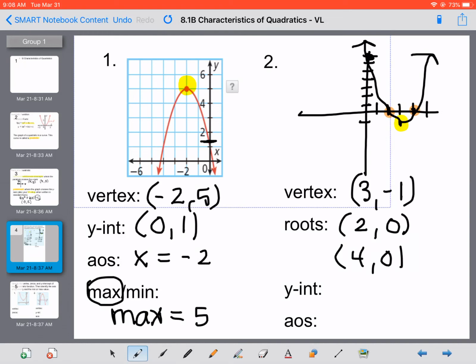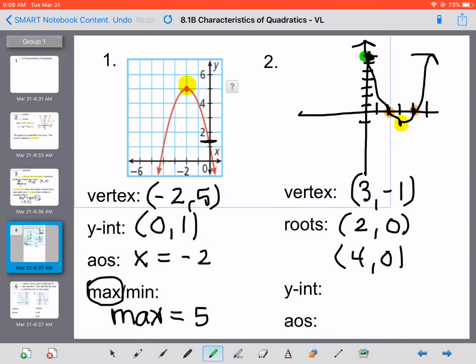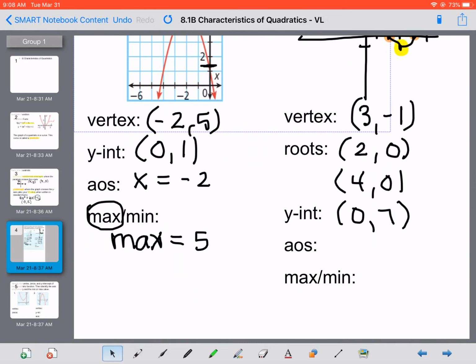The y-intercept is going to be where it crosses the y-axis, which is that point, and if we count, that's up 7. So my y-intercept is when x is 0 and my y is 7. Your axis of symmetry, as a refresher, is the x of our vertex, so x is equal to 3. And then this one is opening up, which means I have a minimum, and that minimum value is the y of the vertex, which in this case is negative 1.